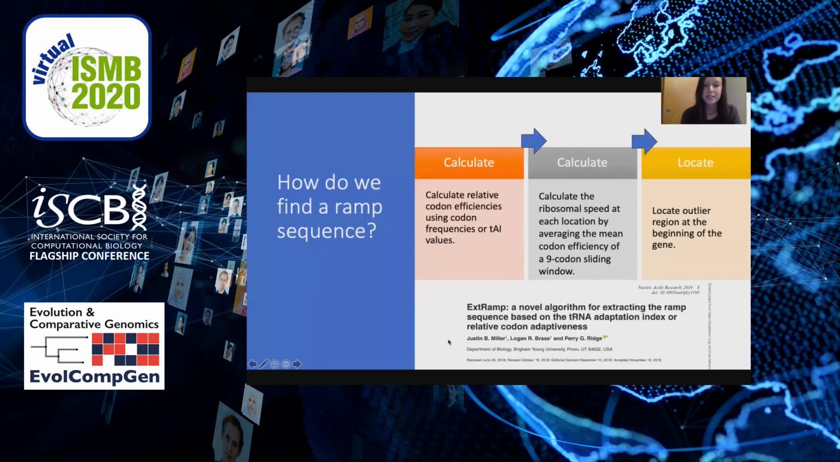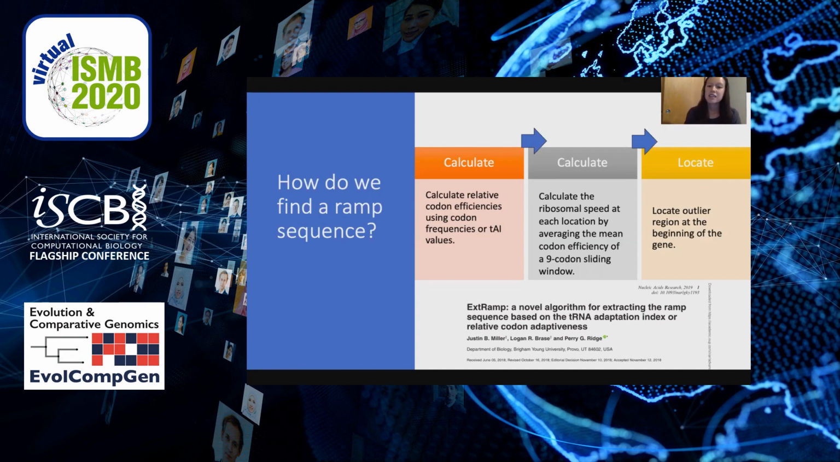A couple years ago, researchers in my lab developed an algorithm called XRAMP, which is able to identify a ramp sequence in a single gene. It does that in 3 steps. First, it calculates the relative codon efficiencies using codon frequencies. So that means that codons that are used more frequently in the genome are estimated to be translated more quickly than codons that are used very rarely.